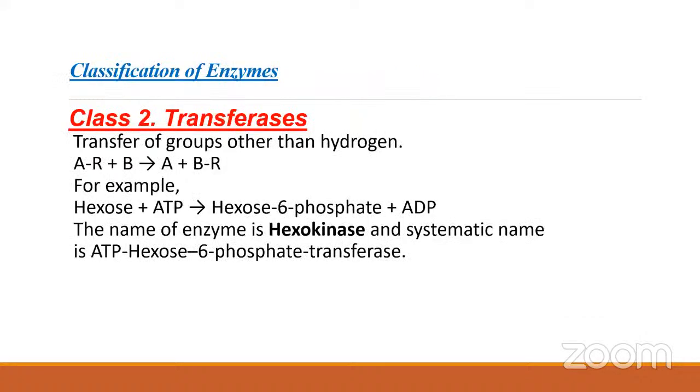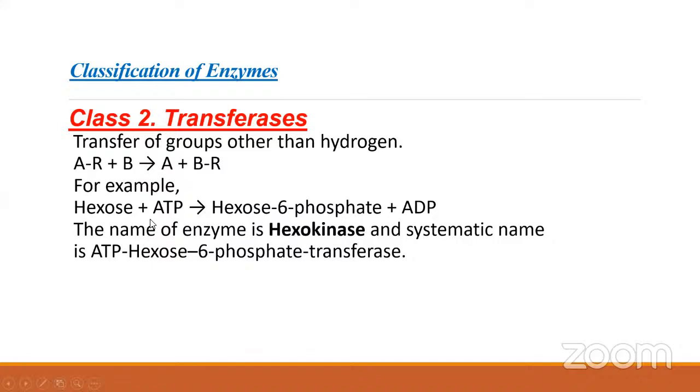Now, class 2. It is very simple actually. You can write the definition from the name itself. Just remember the order of the names, that is important. You have to write these classes in order and write the correct name. Transferases. Transferases means what? Transfer, right? It will transfer groups other than hydrogen. So you can write an example here.